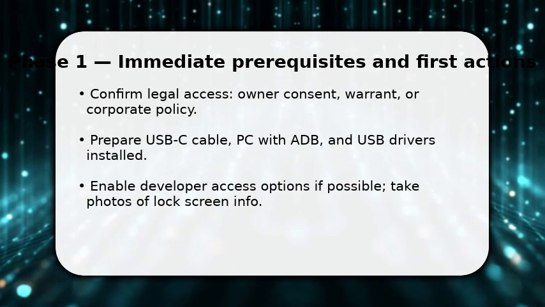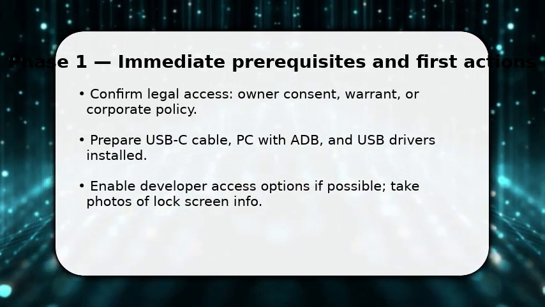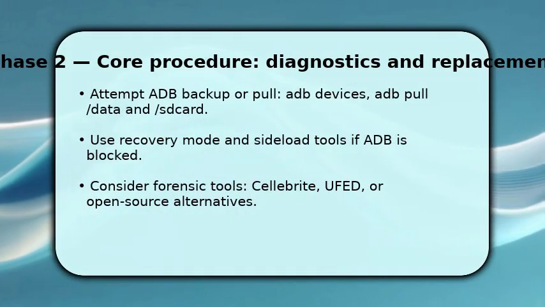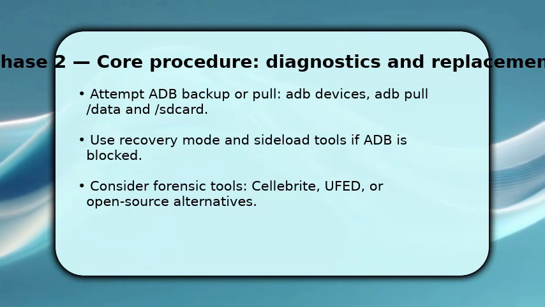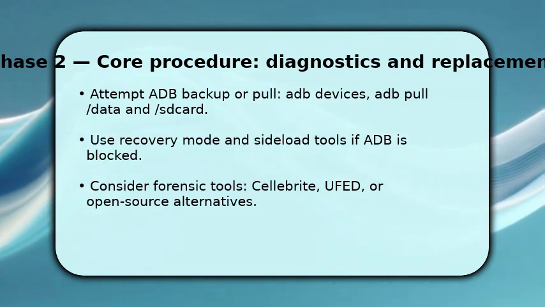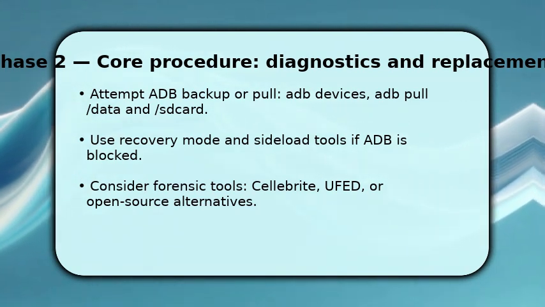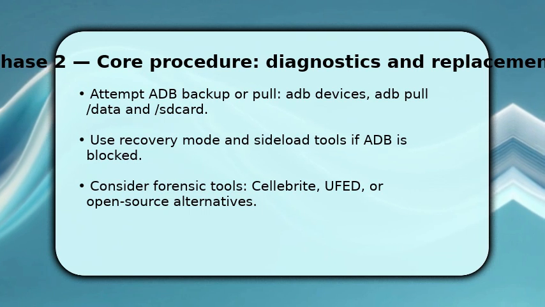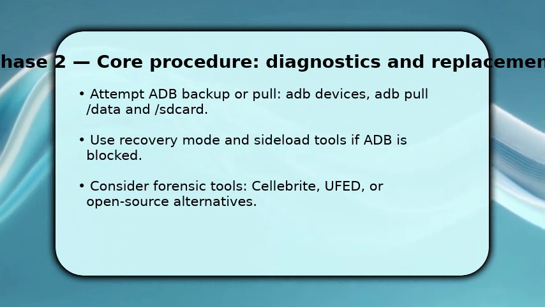Once connected, list devices with adb devices. If authorized, use adb pull for /sdcard and targeted app folders. If ADB is blocked, reboot to recovery and use adb sideload or mount data partitions. Make a bit-for-bit image when possible.